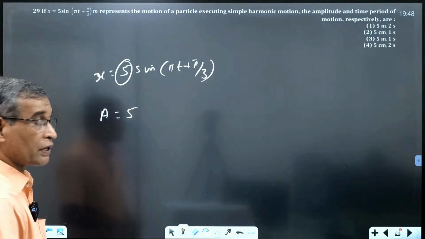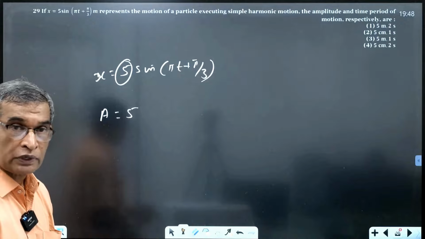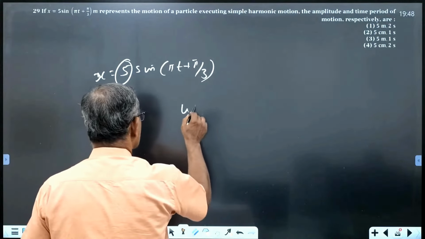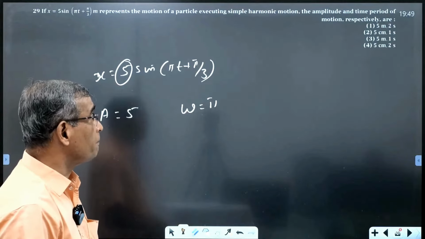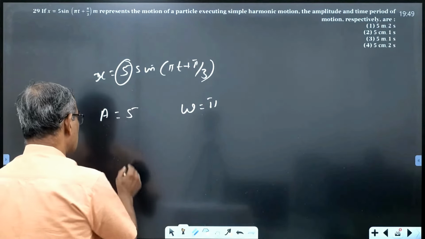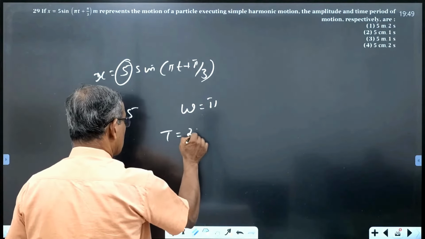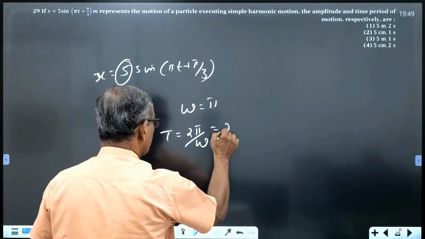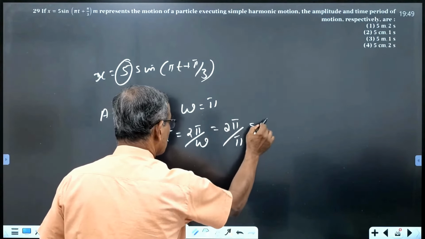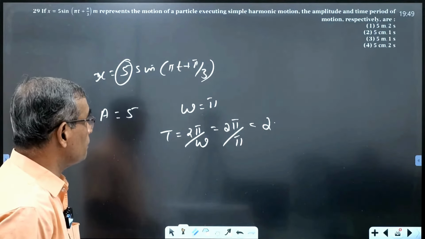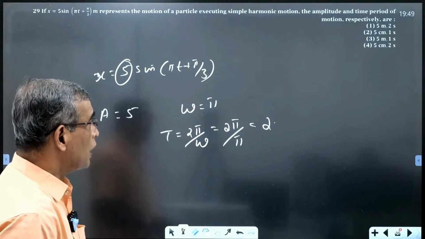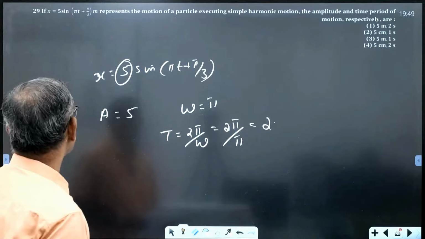Next, what is omega? The coefficient of time is omega, so omega is equal to pi. But instead of omega, what is asked in the problem? The time period. Time period T is 2 pi by omega, equal to 2 pi by pi, equal to 2 seconds. So amplitude is 5 and time period is equal to 2. And the option is equal to 1.